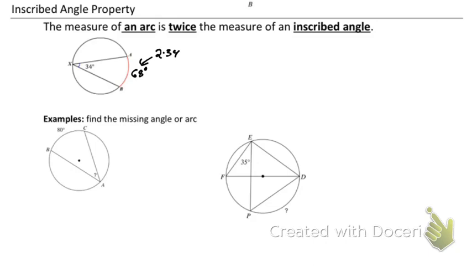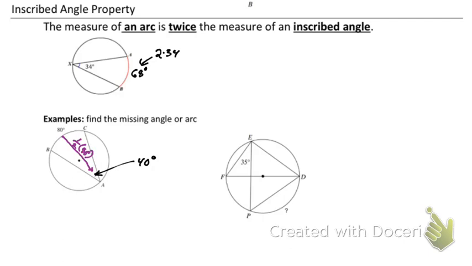So if we're looking down here, it says find the missing angle or arc. What's the measure of angle BAC? Cam? 40. It's going to be 40 degrees. Yeah, that's exactly it. It's going to be 40 degrees, because to go from the arc to an inscribed angle, you have to do 1/2 that 80 degrees. So this is going to be 40 degrees.